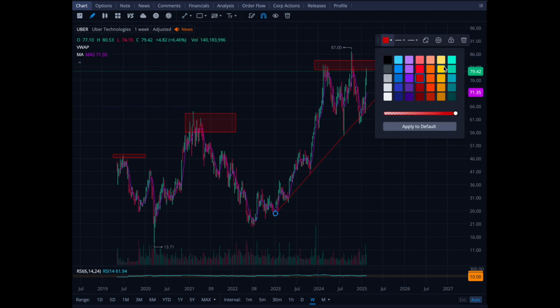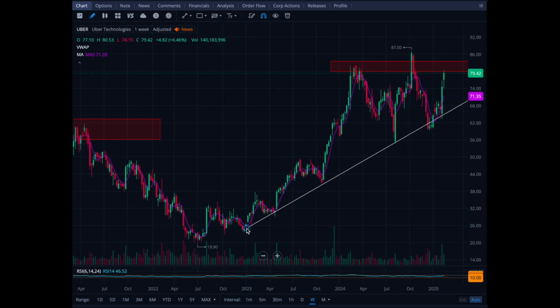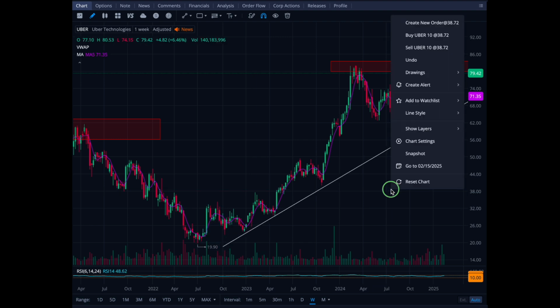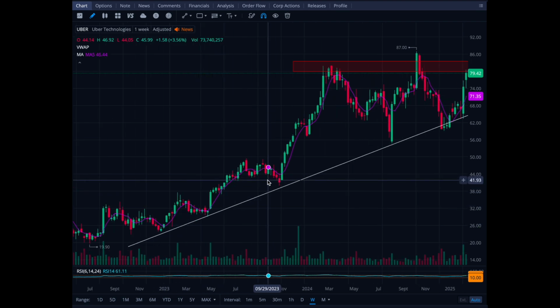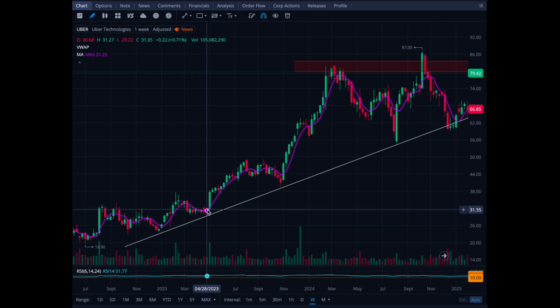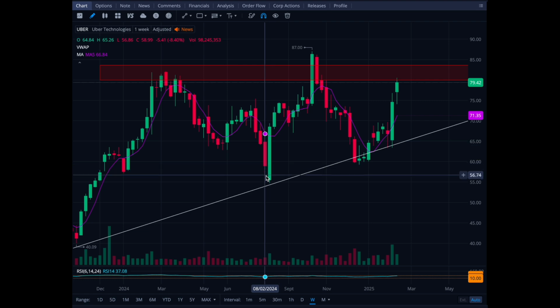Now we're going to take a quick look here. We're going to draw this one in white. It doesn't have to be perfect, but it's got to line up pretty decently. You can see that's lining up here, and you're seeing touches. When you have touches, you want them to line up on the long-term chart. So I'm looking at a 5-year chart here. You have a touch here at 25, a touch here at 30, a touch right here in this zone, another touch right here, and another touch right here.